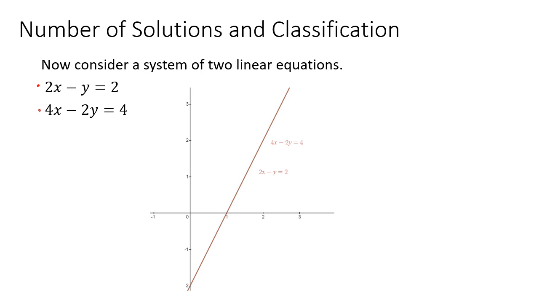They're multiples of each other, because if you just multiplied both sides of this top equation by 2, you would actually get the other equation. In this case, any ordered pair anywhere on this line would work in both equations at the same time because they perfectly overlap. So this would be an example of a system of equations that has infinitely many solutions.